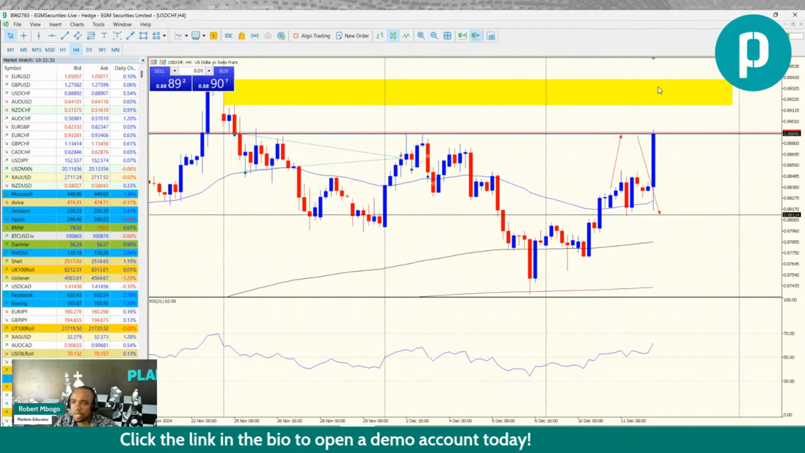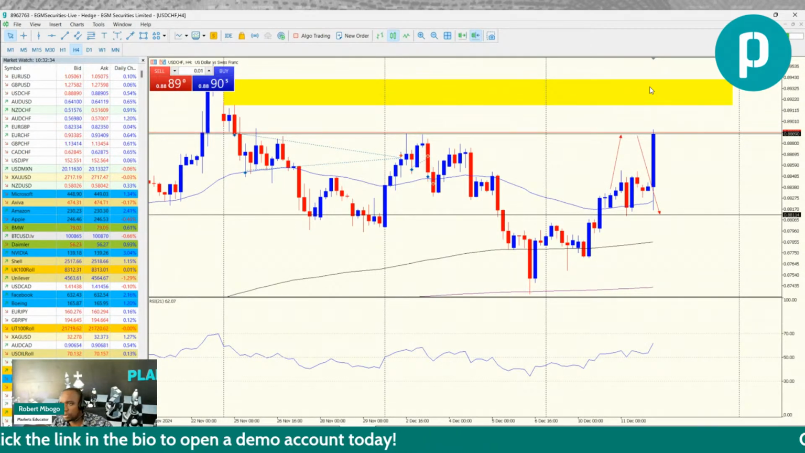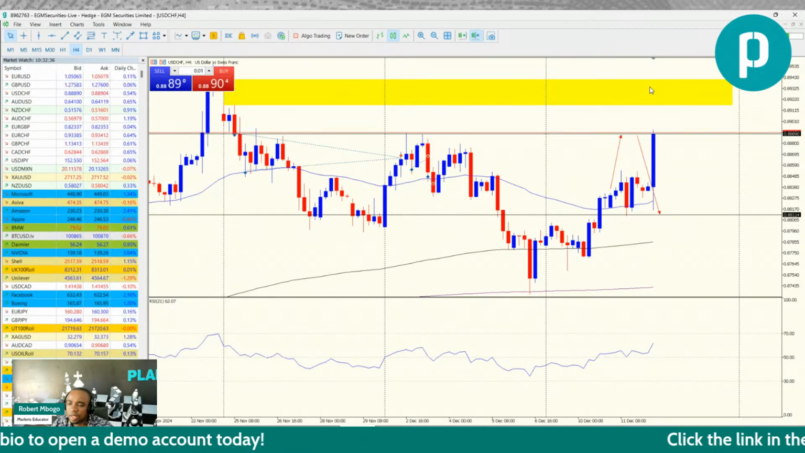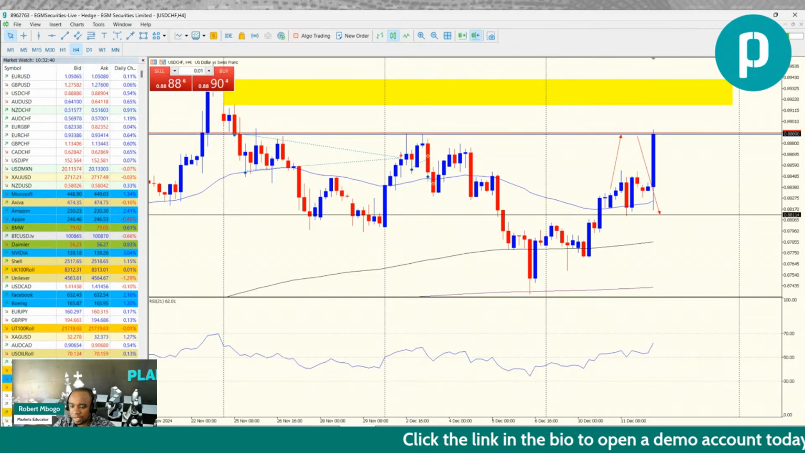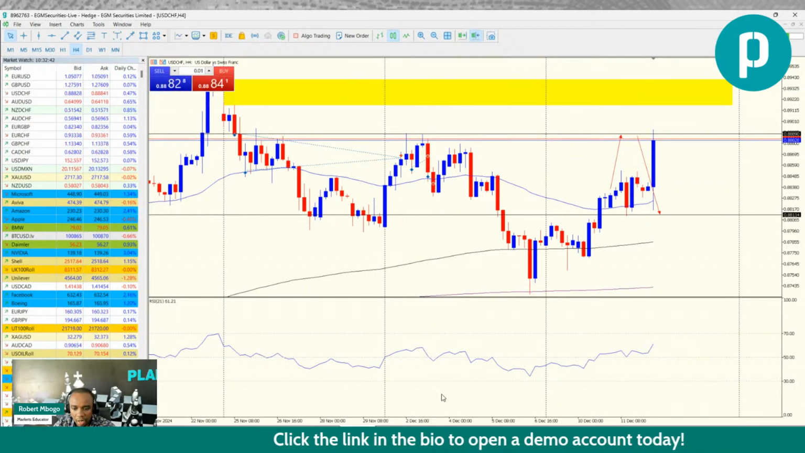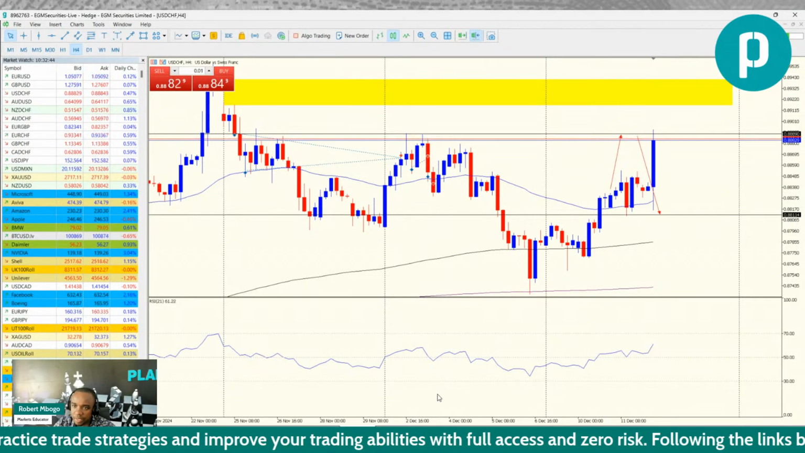We need to close this gap. Maybe today, most likely. So that's USD CHF. I hope you guys have enjoyed that push. It was in line with what we anticipated.